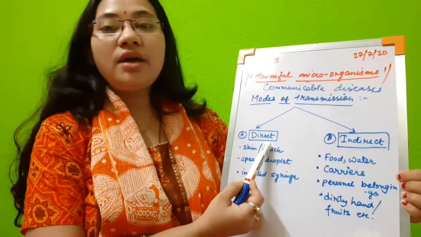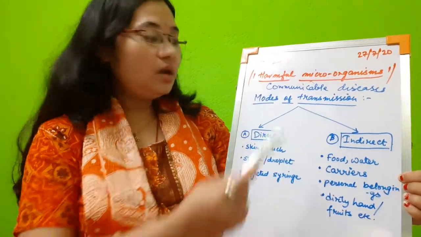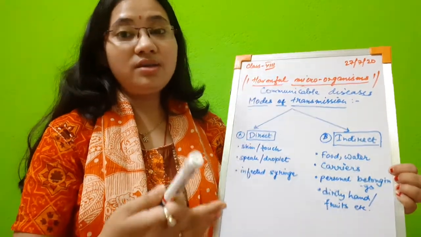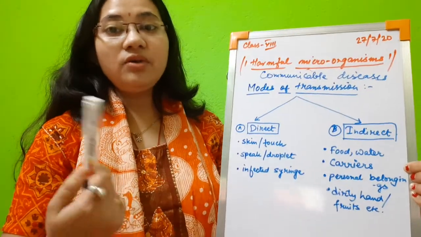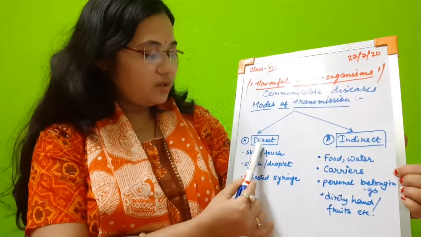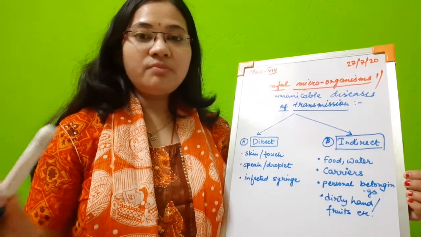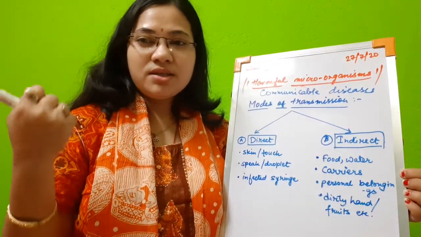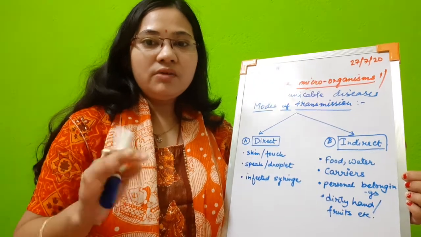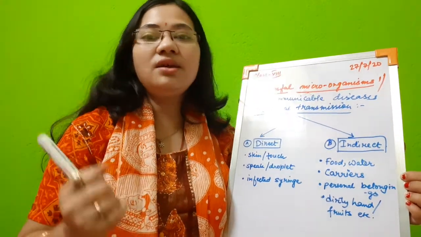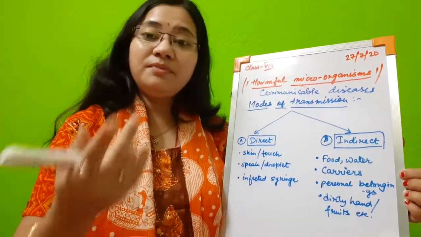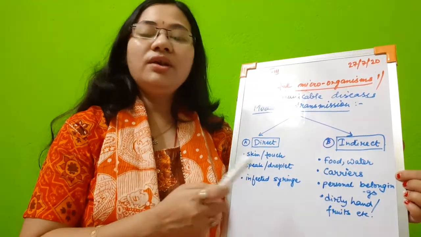Let us see the first type of direct mode of transmission. Mode means way. The different ways of transmission. So the first one, direct, we have skin or touch. Suppose any infected person is there, a person suffering from skin allergy or eczema. If we touch, or if any part of our skin comes in contact with that infected person, then we will get the disease.